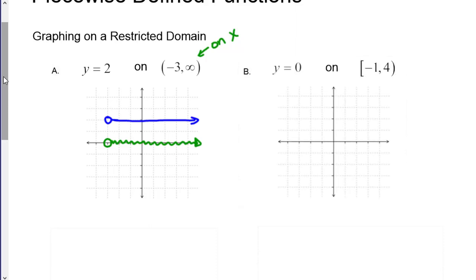Another example, let's look at y equals 0 on the interval from -1 to 4. So it's -1 inclusive to positive 4 exclusive. So I've got closed circle, open circle, respectively. That's the domain I'm restricted to. Now normally my graph would be the entire x-axis, but if I'm restricted to this domain, my graph is actually starting here, going over to here, open circle.